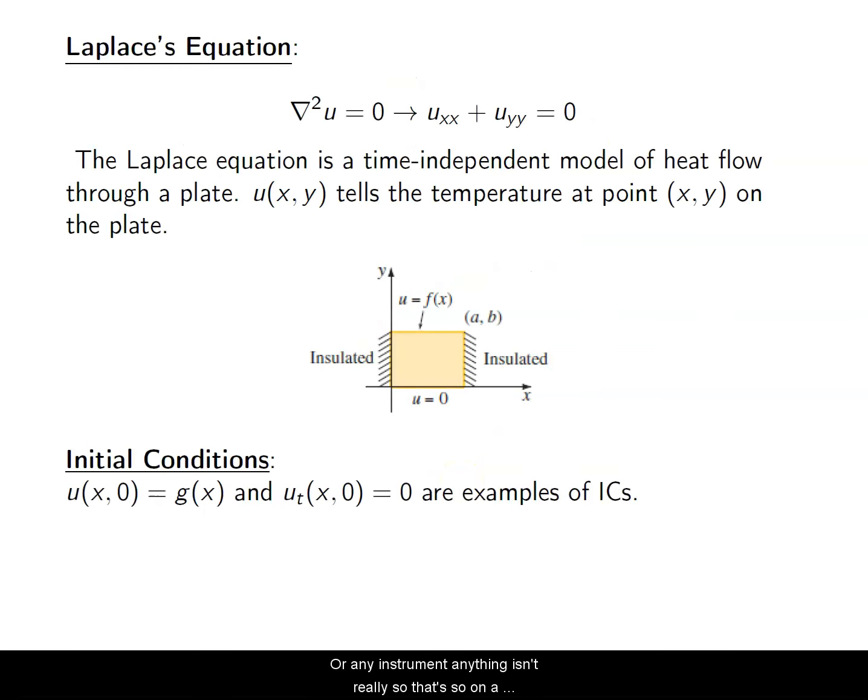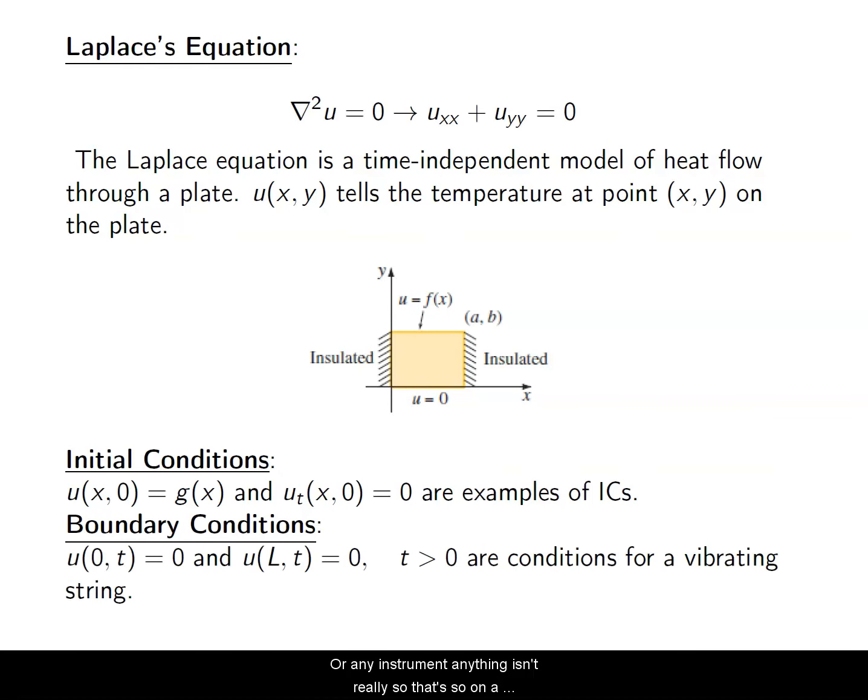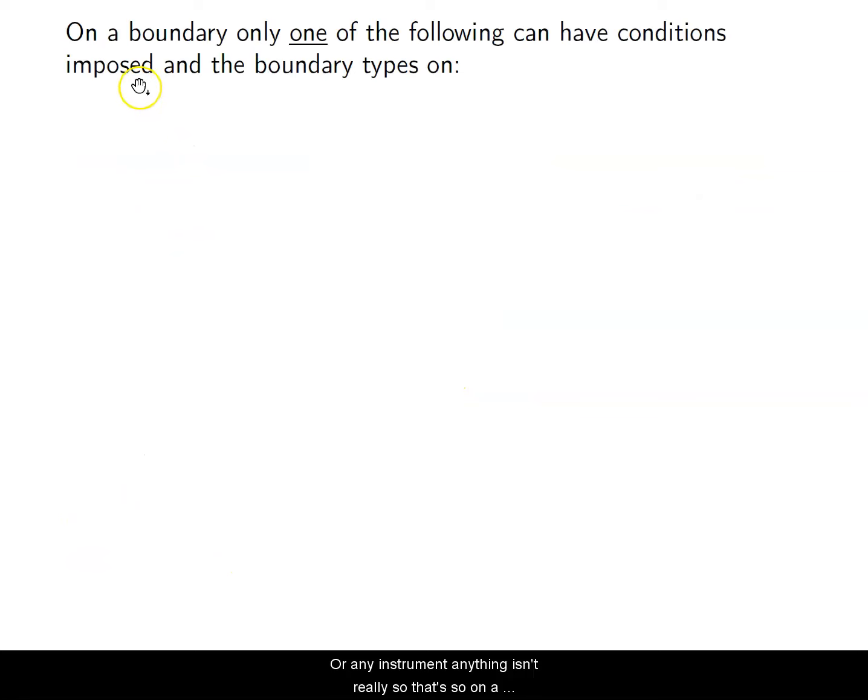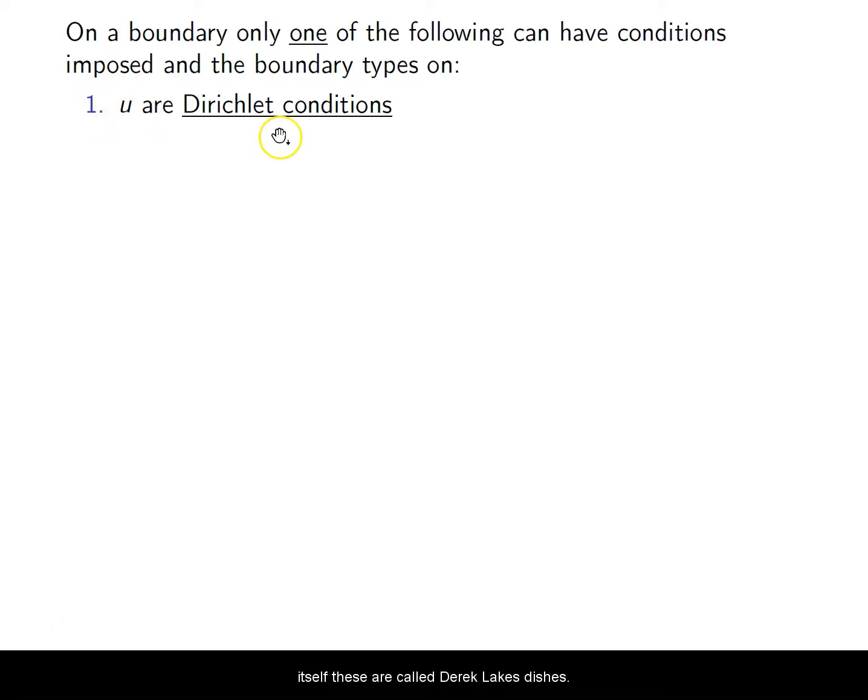So you can think of a guitar in that case, or any instrument, any string instrument really. So that's an example, okay? On a boundary, only one of the following can have conditions imposed in the boundary types, okay? One is on U itself. These are called Dirichlet conditions, okay?